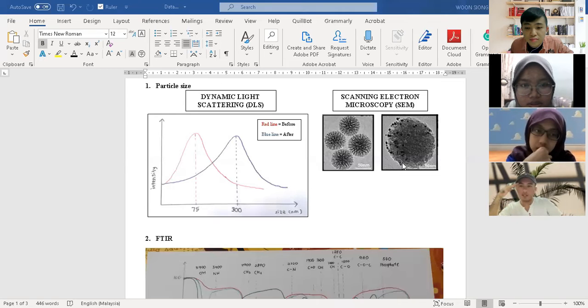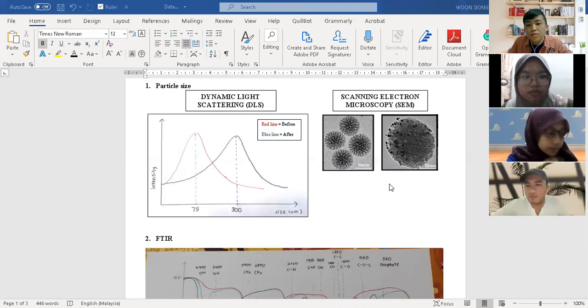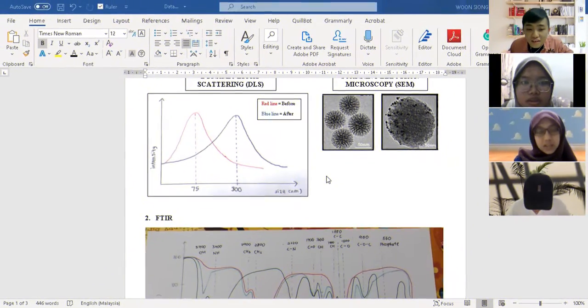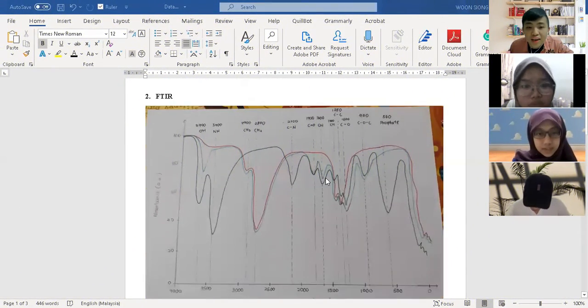The mRNA is actually single-stranded, right? Yes, single-stranded. So it's not stable, right? Because it's not stable, by using the lipid nanoparticles, it can stabilize the mRNA and also successfully transport it to the targeted organ or tissue we want. Oh, alright. Okay, all right, so we proceed to FTIR.